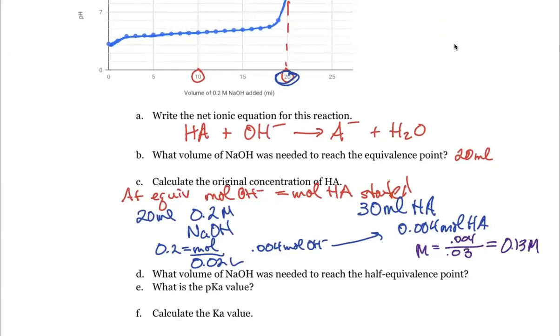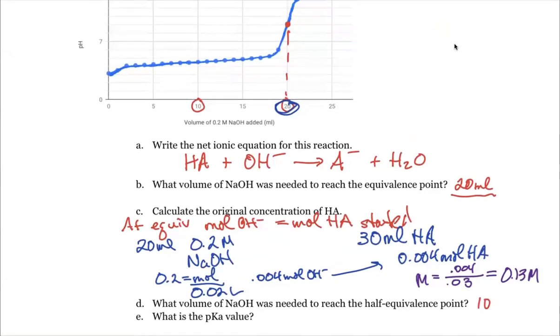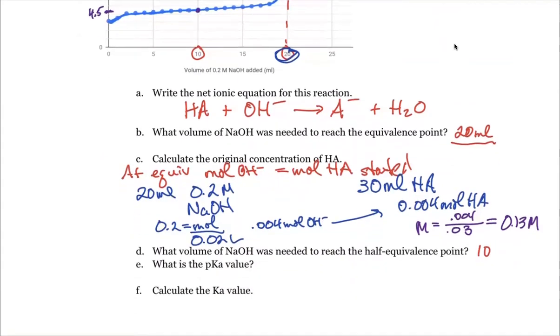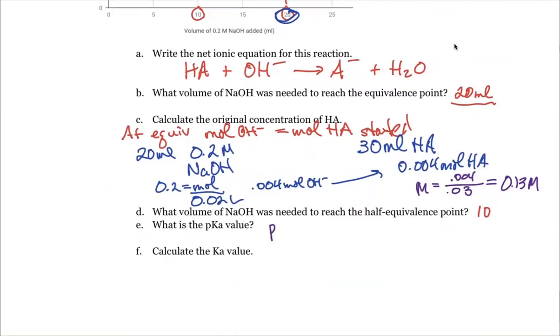For D, what volume of NaOH was needed to reach half equivalence? Half of whatever was needed to reach equivalence. Now that I know what the half equivalence point is, I can estimate the pKa value. If I track this over to the side, it hits somewhere around there, which I see as 1, 2, 3, about 4.5. So we're going to say pKa equals 4.5.